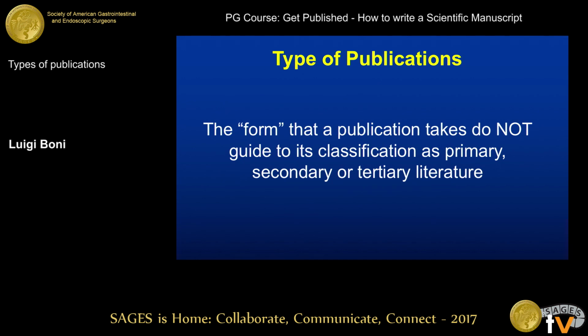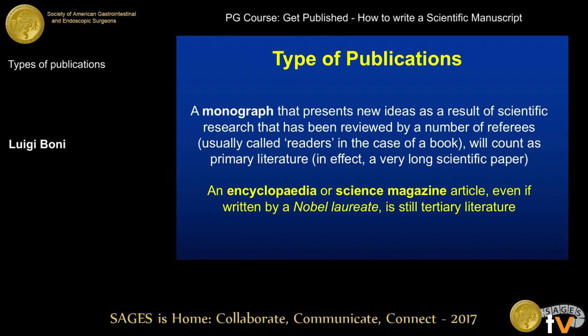The form of a publication does not guide the classification into primary, secondary, tertiary literature. That is an important thing. A monograph, for instance, that presents new ideas, the result of scientific research, even very well performed, is not necessarily reviewed formally, but is reviewed by the number of people that read the book. So sometimes they have a good scientific value.